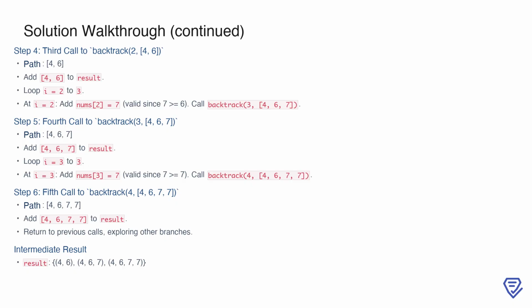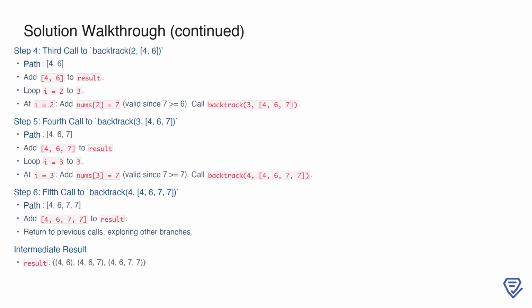At this point, the path, 4, 6, is added to the result set. Continuing the loop, at index 2, we add 7 to the path since it's valid, leading to another recursive call with the path updated to 4, 6, 7. This path is also added to the result set. We then proceed to index 3, where another 7 can be added to the path because it's equal to the last element. This gives the path, 4, 6, 7, 7, which is added to the result.